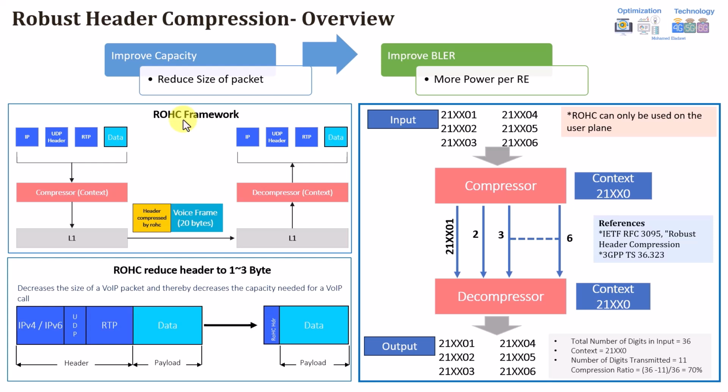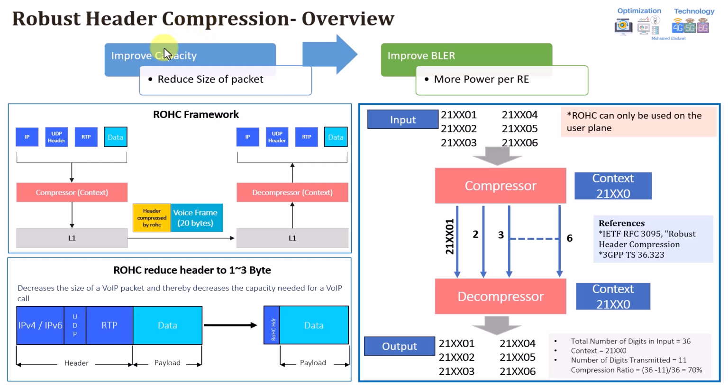But let's just explain how this feature is working and what kind of improvement we can get whenever we enable this feature, and how also to verify from the drive test whether the feature is being enabled or supported by the users or not. Okay, as you can recall, robust header compression in general, as stated by the name, just does header compression.